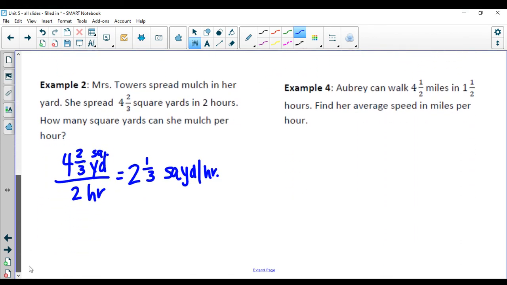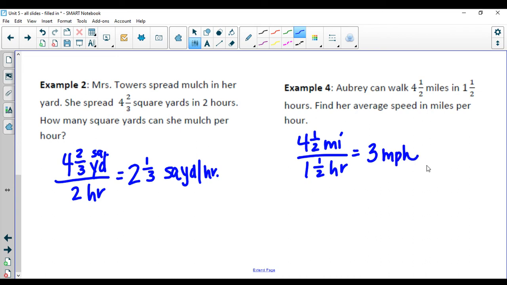Example number 4, Aubrey can walk 4.5 miles in 1.5 hours. Find her average speed in miles per hour. So she's doing 4.5 miles, and that takes her 1.5 hours. So if you divide 4.5 by 1.5, you get 3 miles per hour.